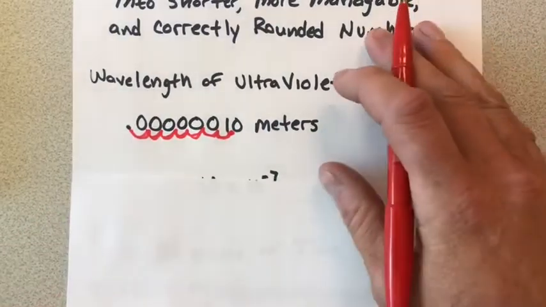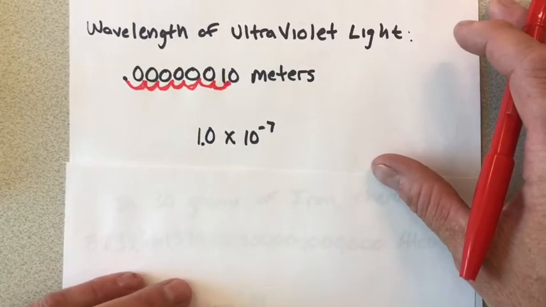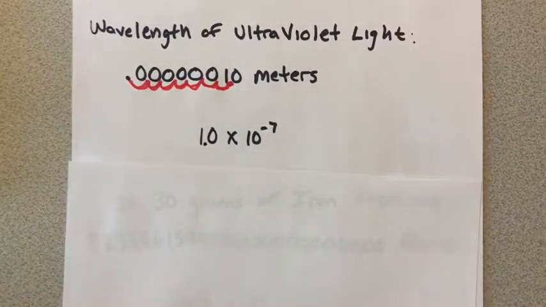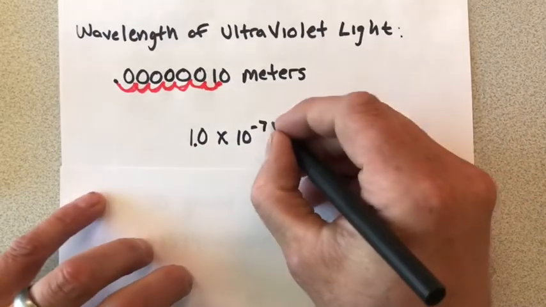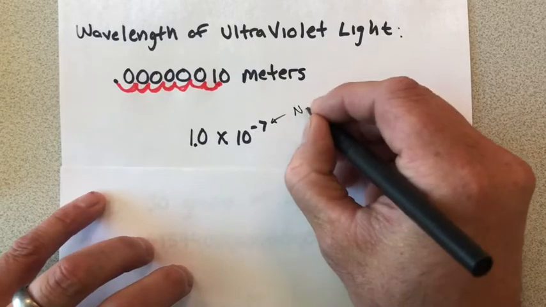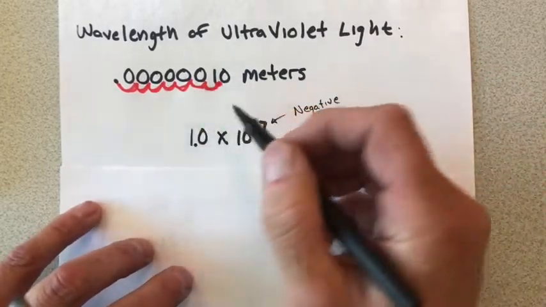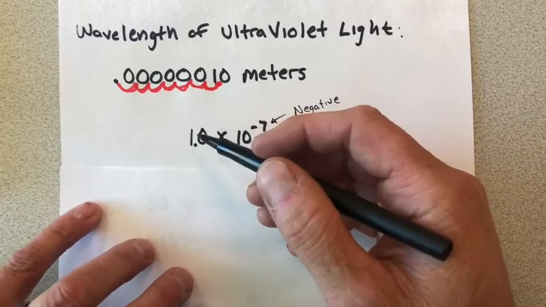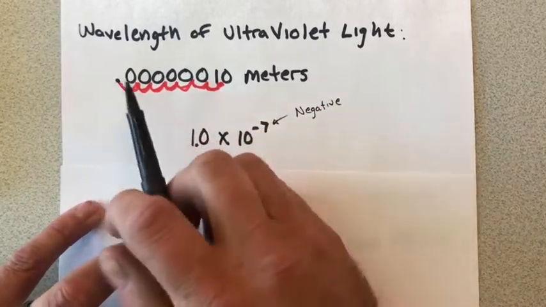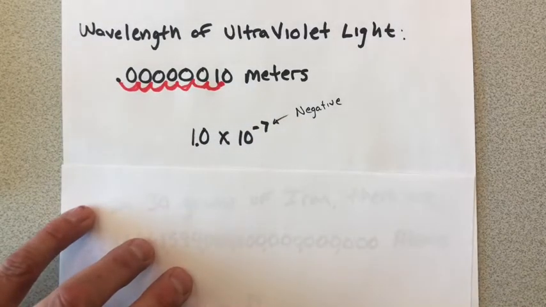All right, so that number then ends up looking like this: 1.0 times 10 to the negative 7th power. And the negative 7, anytime you have a negative exponent up here, this means that you're dealing with a very, very small number. It means that the decimal place has had to come a long way to the right to get where it's going to be, okay?